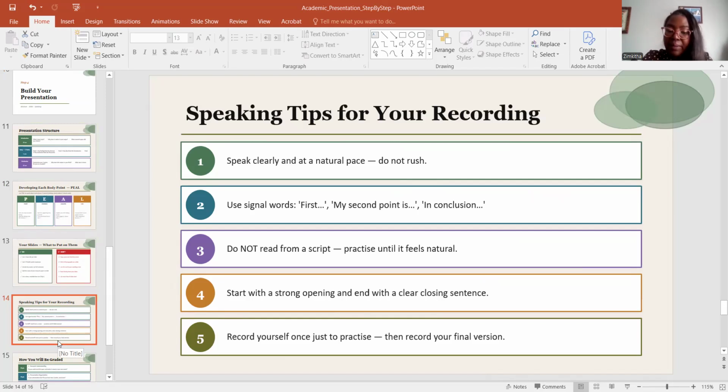Start with a strong opening. Okay. We've done hooks before. Start with a strong opening. You want to attract your reader. Remember, with a hook, you can even start with something like an anecdote. You can start with a quote, okay, statistical data. So shock your listeners, okay? And record yourself once just to practice before, and then you record your final version, which you're going to submit to me, okay?